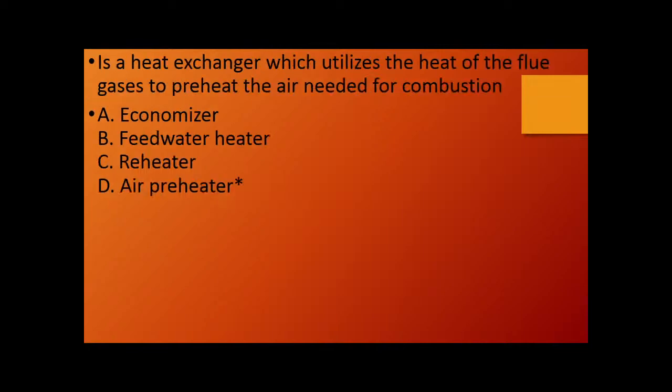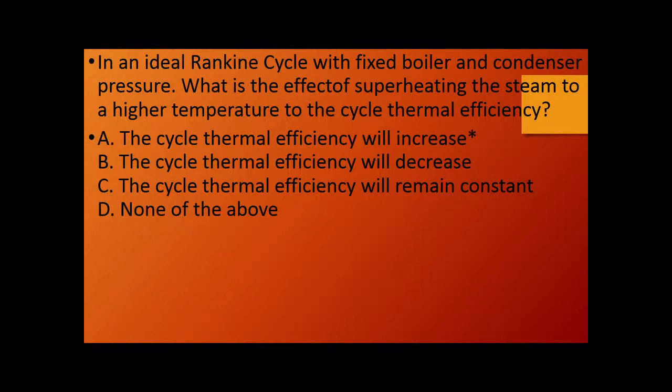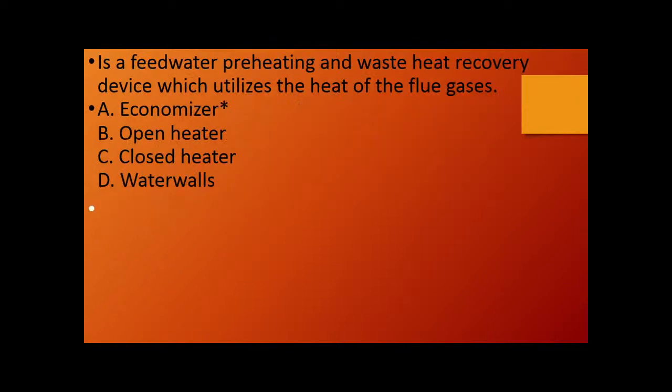Answer, power. A heat exchanger which utilizes the heat of the flue gases to preheat the air needed for combustion. Answer, air preheater. In an ideal Rankine cycle with fixed boiler and condenser pressure, what is the effect of superheating the steam to a higher temperature on the cycle thermal efficiency? Answer, the cycle thermal efficiency will increase.